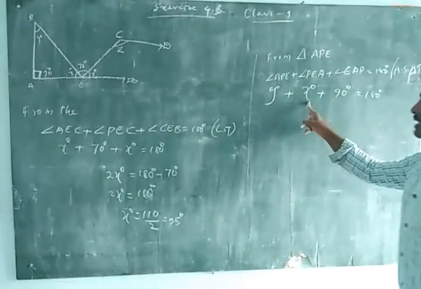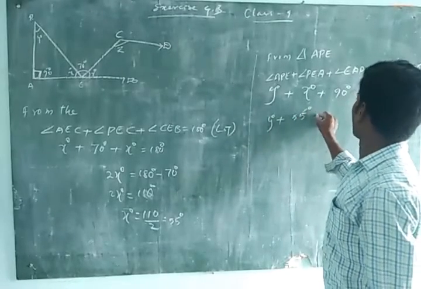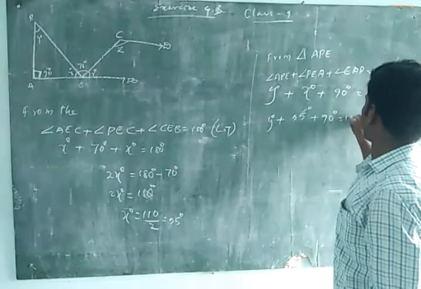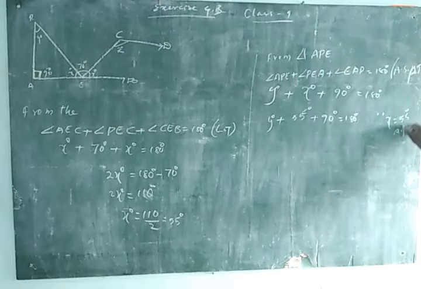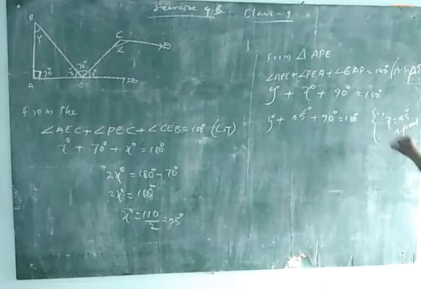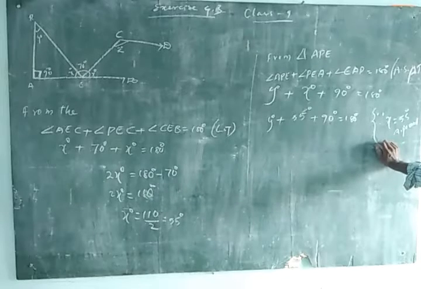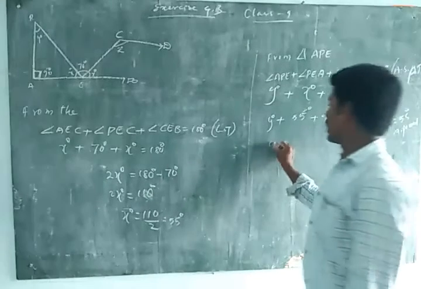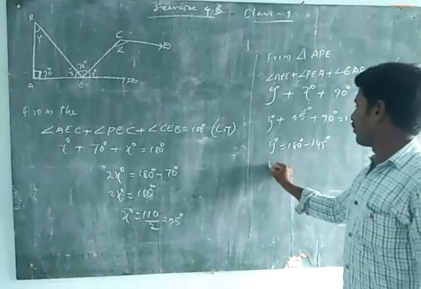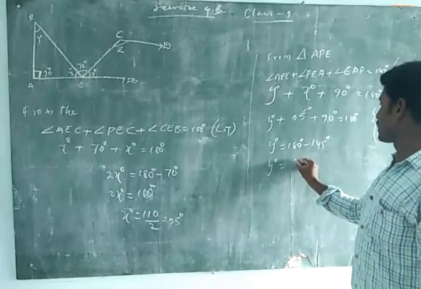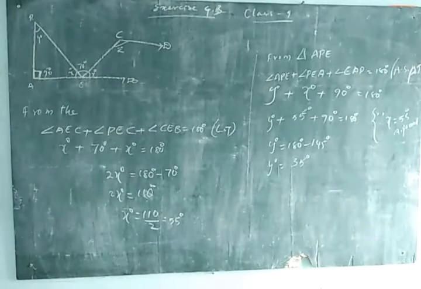We know the value of x. So y plus 55 degrees plus 90 degrees is equal to 180 degrees, since x is equal to 55 already proved. 90 plus 55, 100 plus 45, 145. Now y is equal to 180 minus 145. So y is equal to 35 degrees. Right. Get y is equal to 35 degrees.